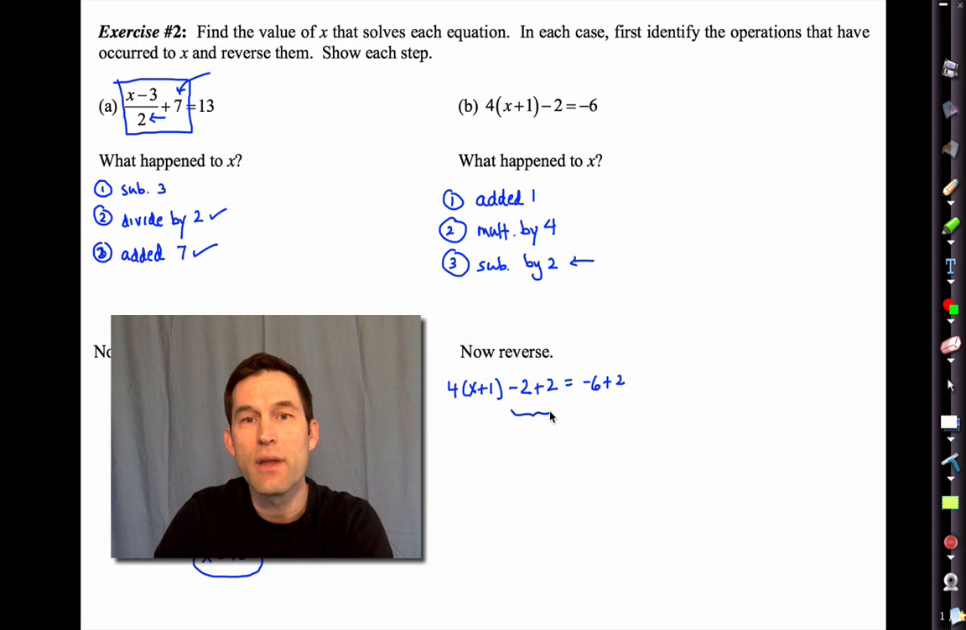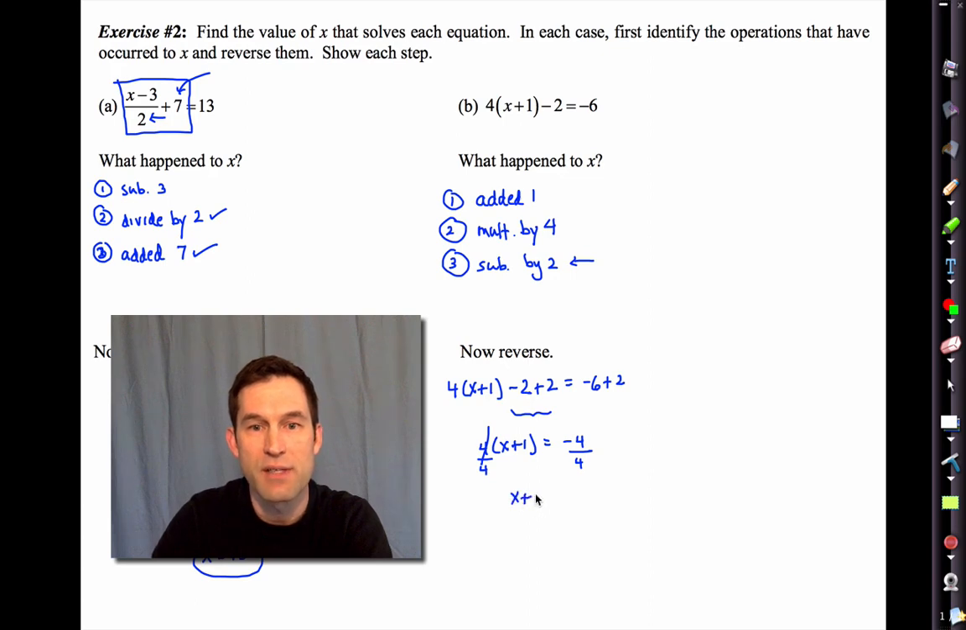Here we can really look at this as negative 2 plus positive 2, which ends up just canceling and giving us 0. So we get 4 times (x plus 1) is equal to negative 4. Let's undo that multiplication by 4, and we'll just divide both sides by 4. 4 divided by 4 is 1, so we'll just have x plus 1. Negative 4 divided by positive 4 will be negative 1.